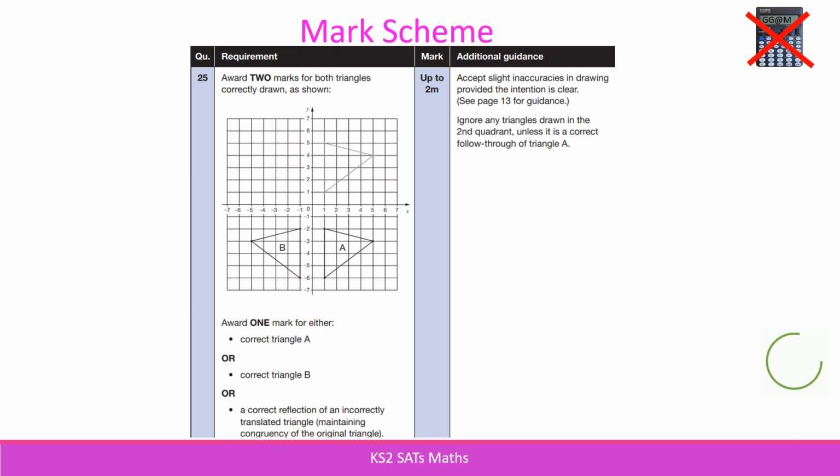The mark scheme on this question shows there are up to 2m, which means up to 2 marks. The diagram is shown out, so this is what happened after the first transformation. We went to A and then going to triangle B. You get 1 mark if you got either triangle A or triangle B correct. So if you make a mistake on any part of these, you can still get a mark. But to get the full marks, you need to make sure that you draw it out accurately and get A and then B on your diagram.